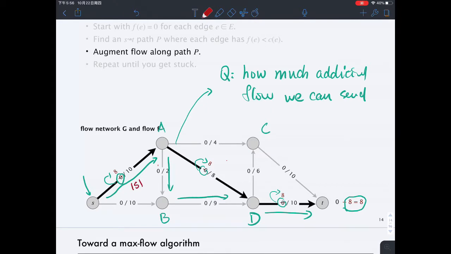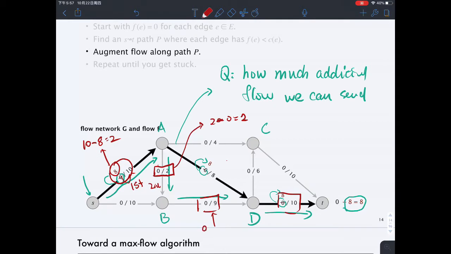In order to answer that, we can really just look at the additional flow each edge can send. If you look at the first edge, it's already using 8 units out of 10 units of capacity. So the additional flow we can send is 10 minus 8 equal to 2. Similarly, we can do the same operation for the rest of the edges.